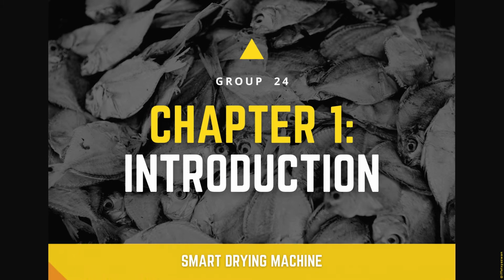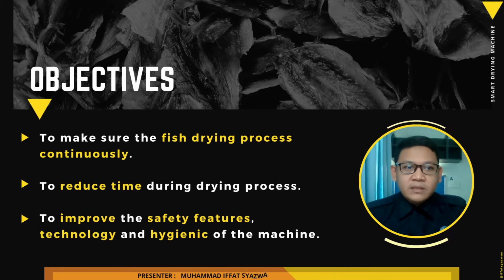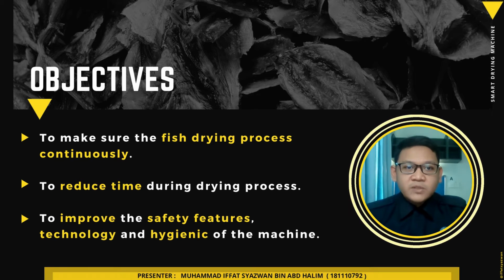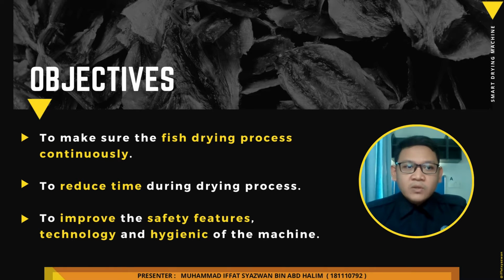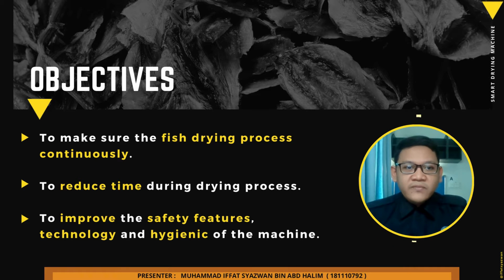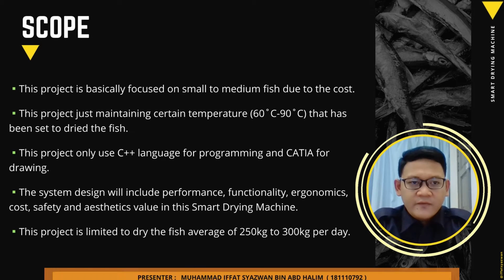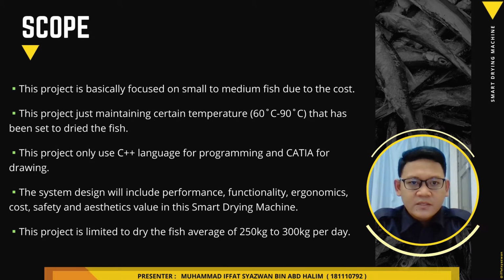Chapter 1 Introduction. Our project contains 3 main objectives. Number 1, to make sure the fish drying process is continuous. Second, to reduce time during the drying process. And third, to improve the safety features, technology, and hygiene of the machine. This project has 5 scopes, which are the limitations of this project.